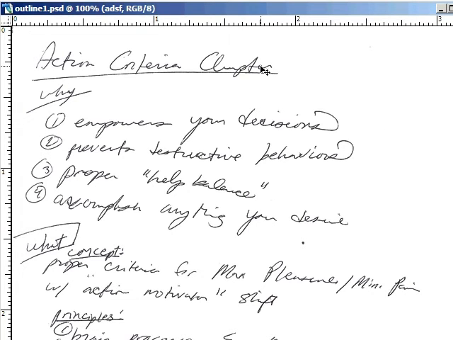So, action criteria chapter. The why. It empowers you for decisions. It prevents you against destructive decisions. Helps the proper help balance on how you help others. And it helps you accomplish anything you desire. So there's the accomplishment, a positive accomplishment.